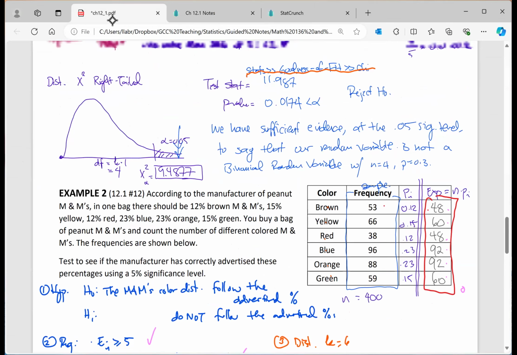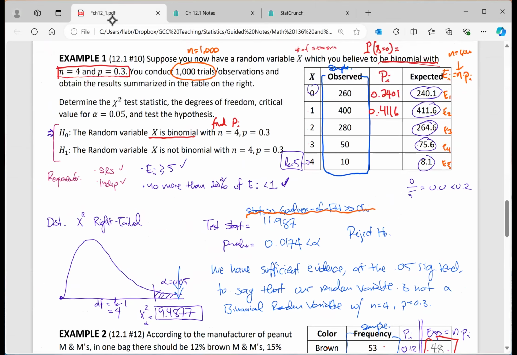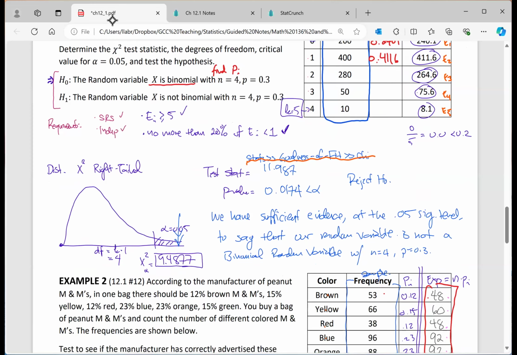All right, and so here we go. You can see that this is the example where we're given the probability of success for every category. All right, so we got 2 examples. Let's do one last one.